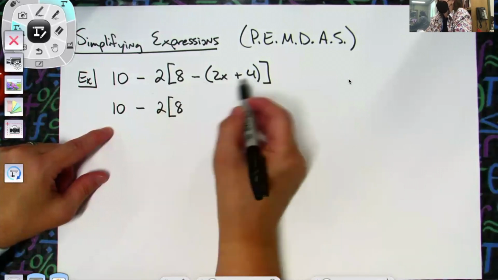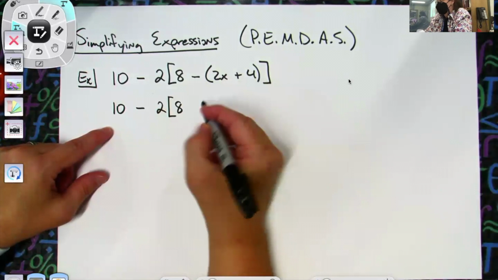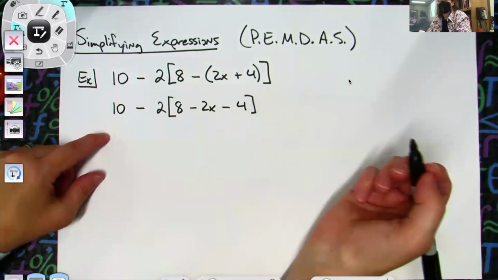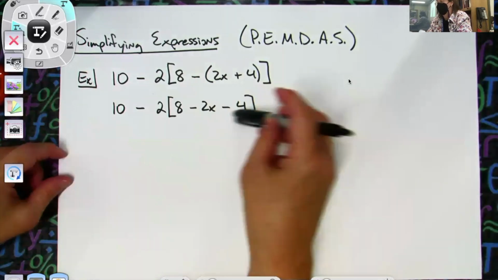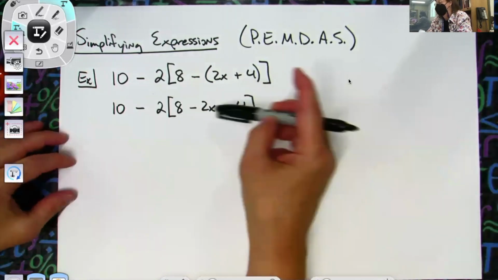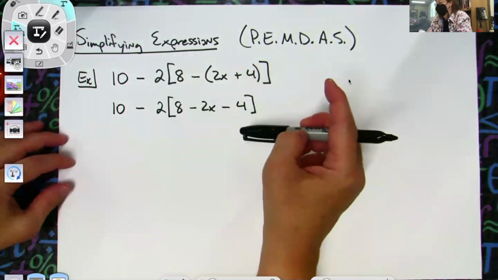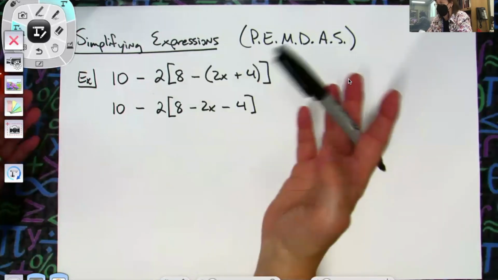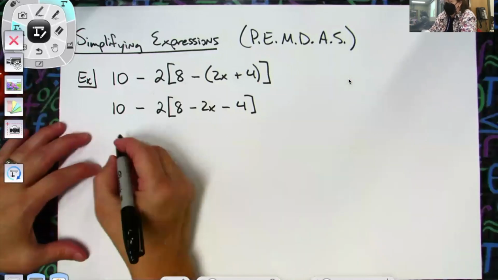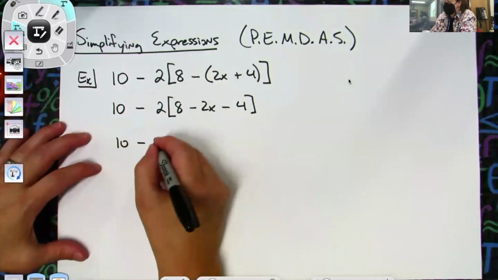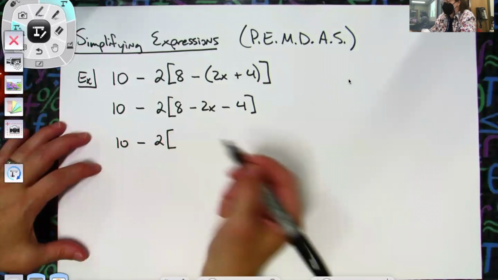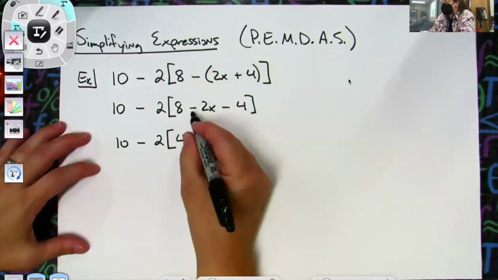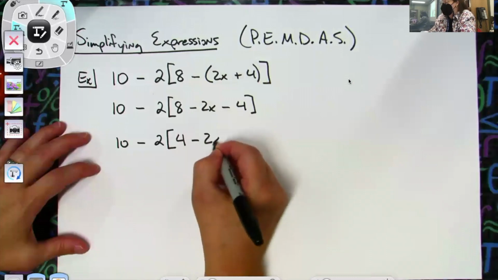Now I'm going to distribute that negative. I'm going to go through and change those signs. So minus 2x minus 4. I'm still going to work inside those brackets, right? Because I got to combine some like terms here. 8 minus 4. 8 minus 4 is going to give me a 4. And in all honesty, at that point, it doesn't matter whether you put the 4 in front or the 4 in the back. I'm going to keep the 10. I'm going to keep the minus. I'm going to keep the 2, the set of brackets. All right, I'm going to go ahead and put it in front. 8 minus 4 is 4. Then I still have the minus 2x.